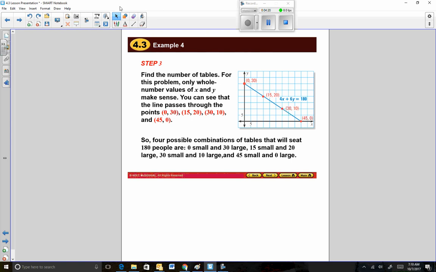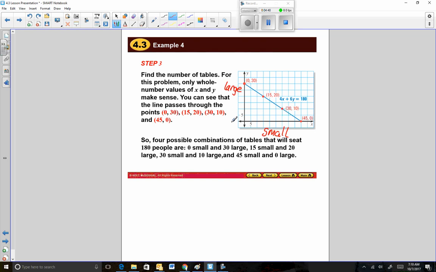So one of the things I don't think they did a nice job on here is labeling. They should have indicated that the x values, you notice, are all the small tables. So this should have been labeled small tables, and this one should have been labeled large. Anyways, just a little nitpicky detail.